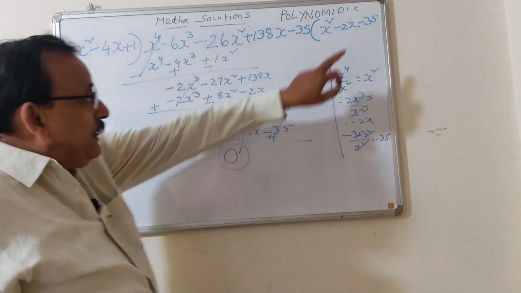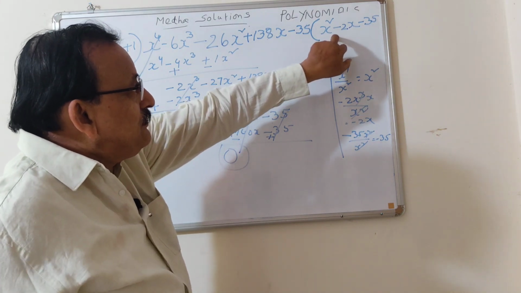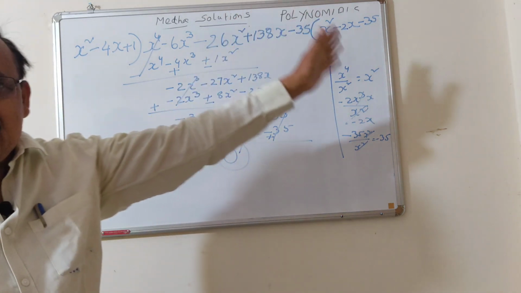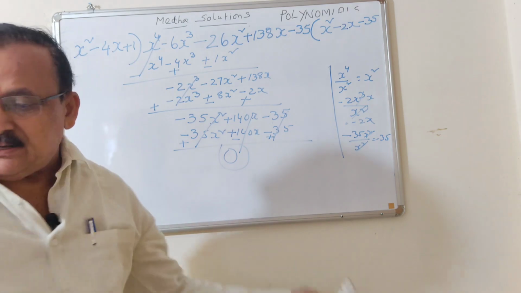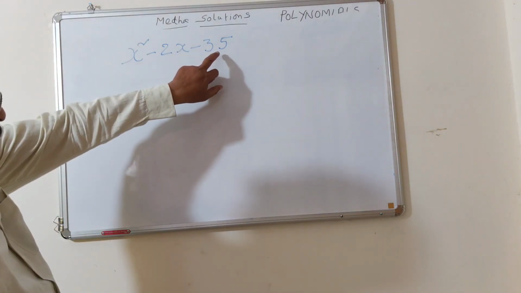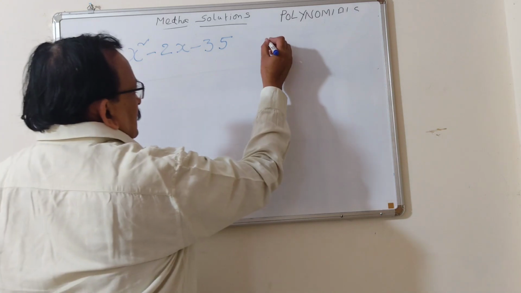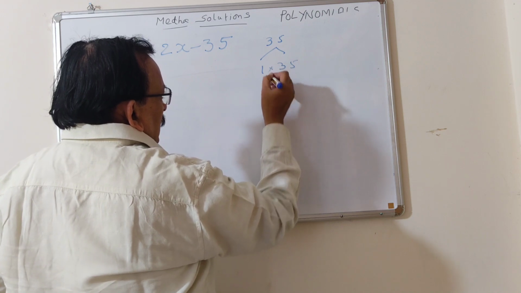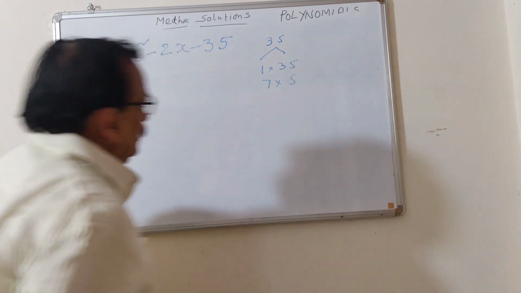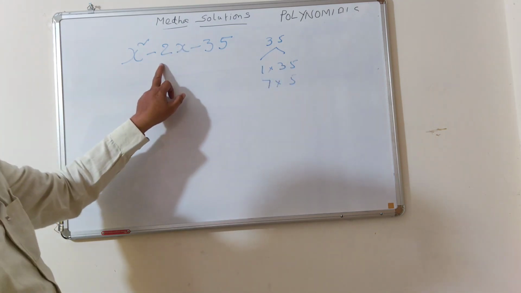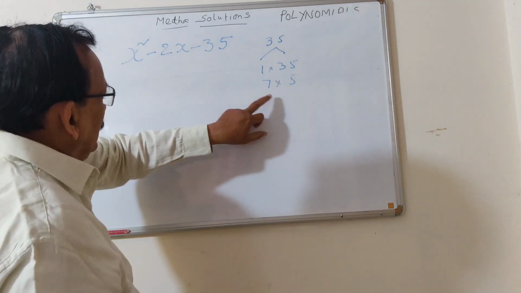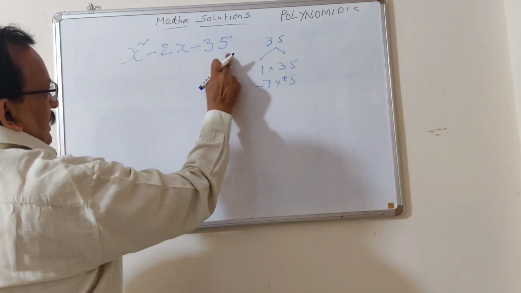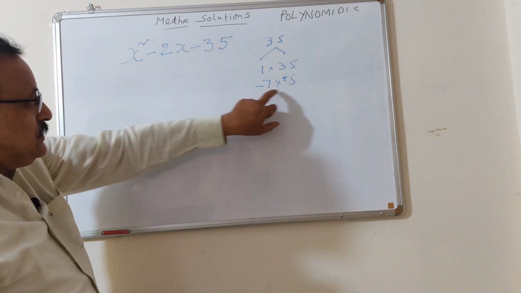Now we have to find out the two zeros using this quadratic polynomial, x square minus 2x minus 35, by splitting the middle term. Now we have to find the factors. 35 factors are 1 into 35 and 7 into 5, like that. So 1 into 35 is not satisfied here, we should get minus 2. Now 7 into 5, okay, because here we can write minus 7, here plus 5. So minus 7 into plus 5 is minus 35, and minus 7 plus 5 is equal to minus 2.